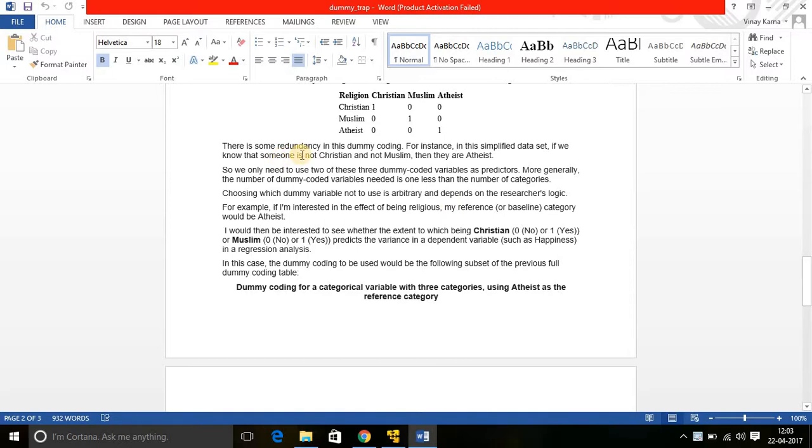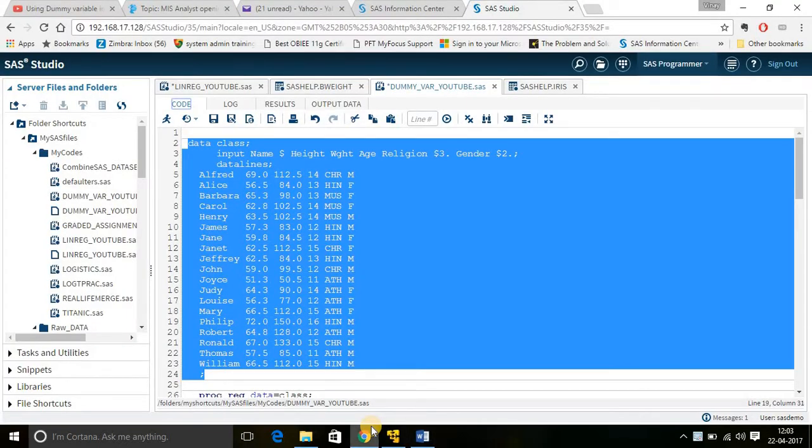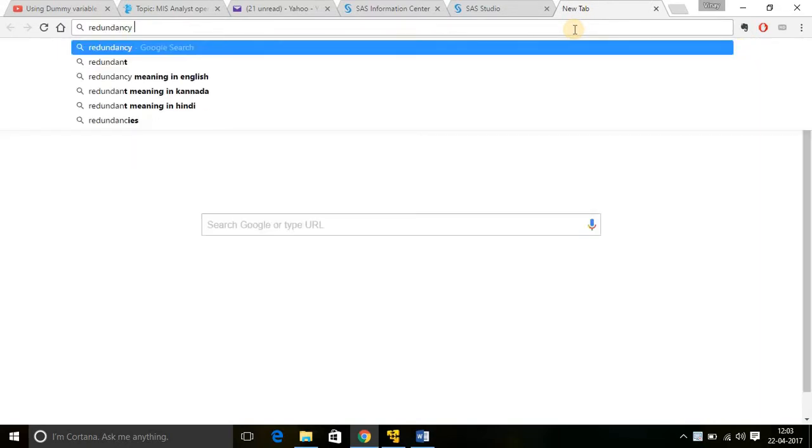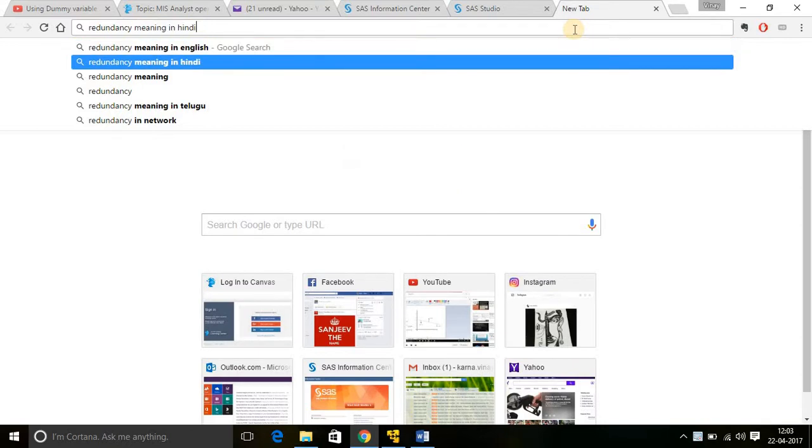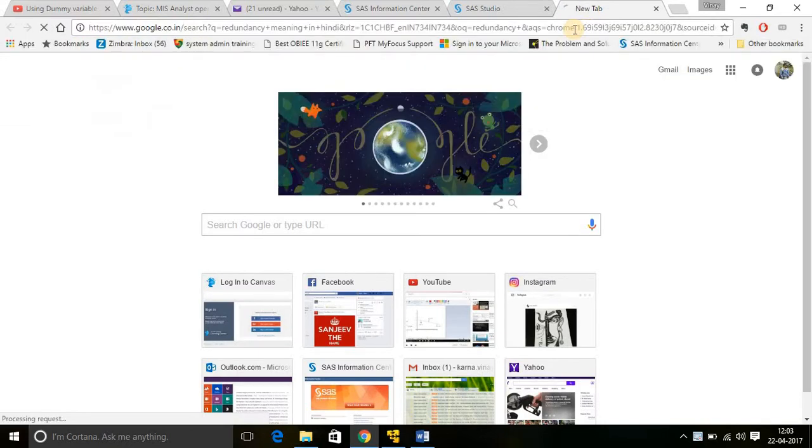Now there is some redundancy in this dummy coding. What is redundancy? Redundancy is nothing but, in Hindi, we call it faltu. So let's take a look at what redundancy is and why we need to avoid it. We have to be very clear about what the redundancy is and why we are not using all the dummy variables.